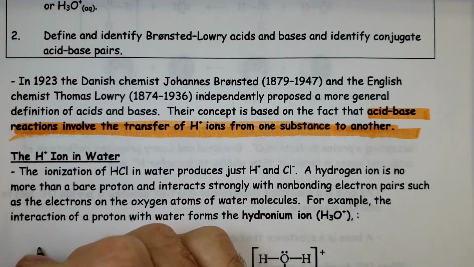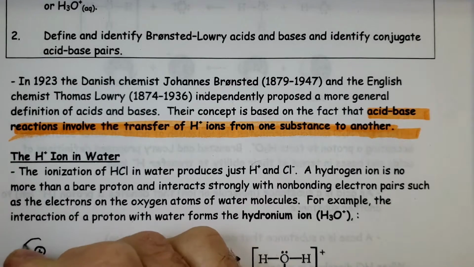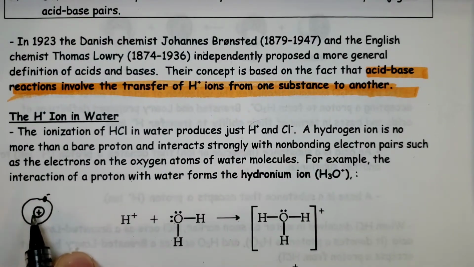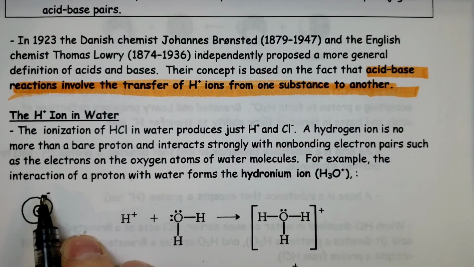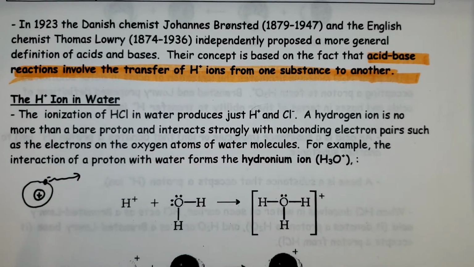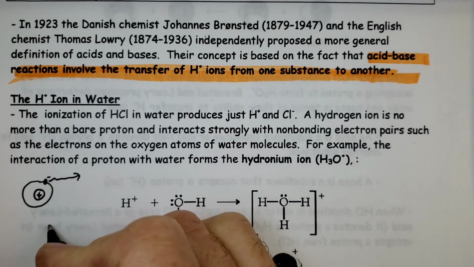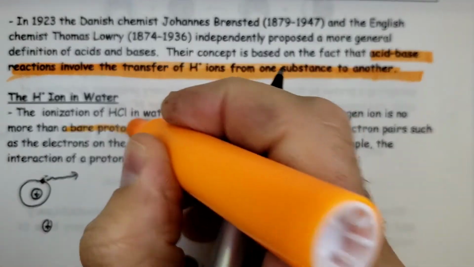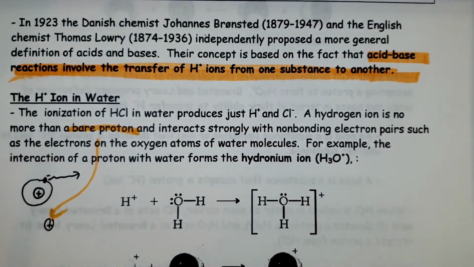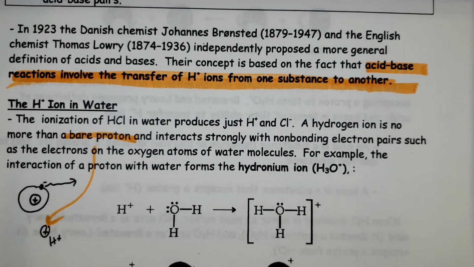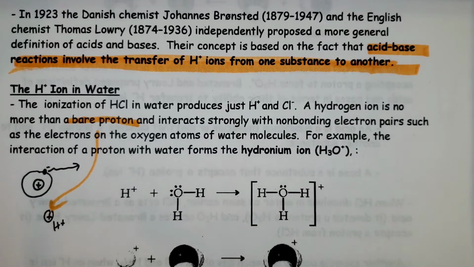So if you imagine a Bohr diagram of a hydrogen atom, we have one proton in the nucleus, one electron in the outer level. If that electron was to disappear, we would just be left with a bare proton in the nucleus. And that is what an H plus ion is: something that has lost an electron and is just simply an H plus ion.